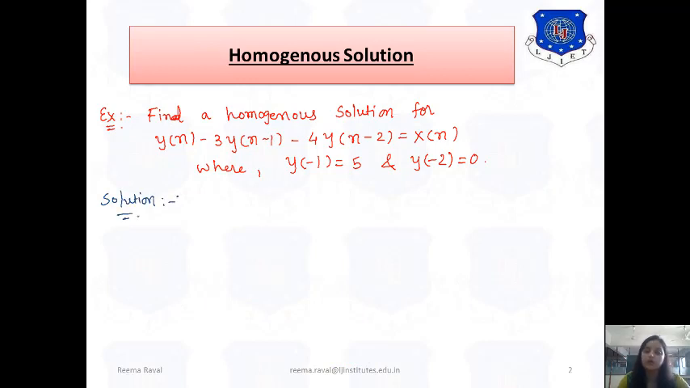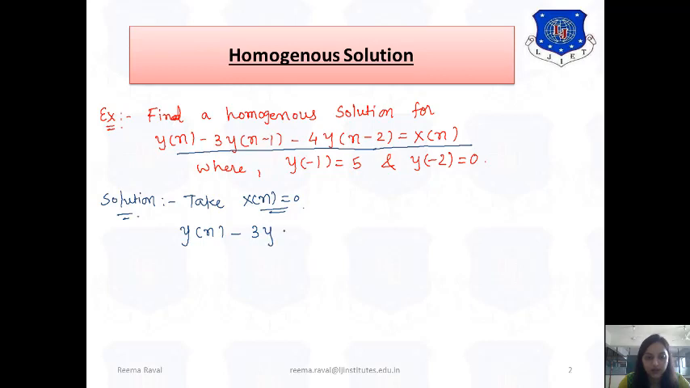So first of all, whenever you are asked to find the solution for a homogeneous equation, you will take x of n equals to 0. So the first step will be this. In the given equation, y of n minus 3y of n minus 1 minus 4y of n minus 2, you will take the right hand side part, that is x of n, as 0. Okay, so the equation will be y of n minus 3y of n minus 1 minus 4y of n minus 2 equals 0.